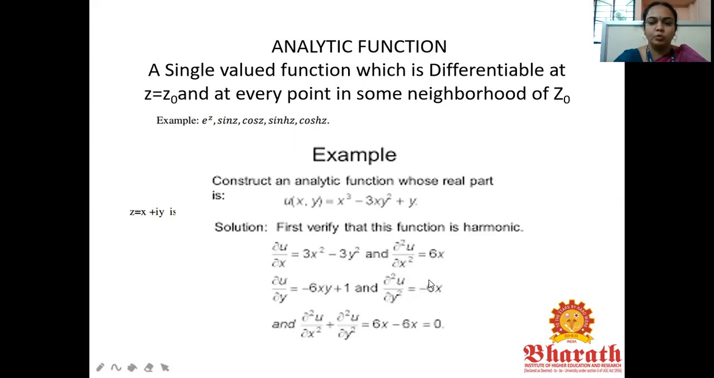So dou square u by dou y square equal to minus 6x. The sum of the two, dou square u by dou x square and dou square u by dou y square, is equal to 6x minus 6x, that is equal to 0. So we got the sum of the differentiation of u with respect to x twice and with respect to y twice as 0. So the function u is harmonic.